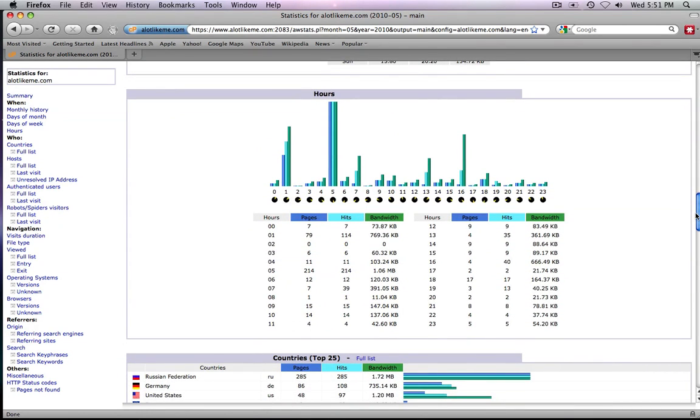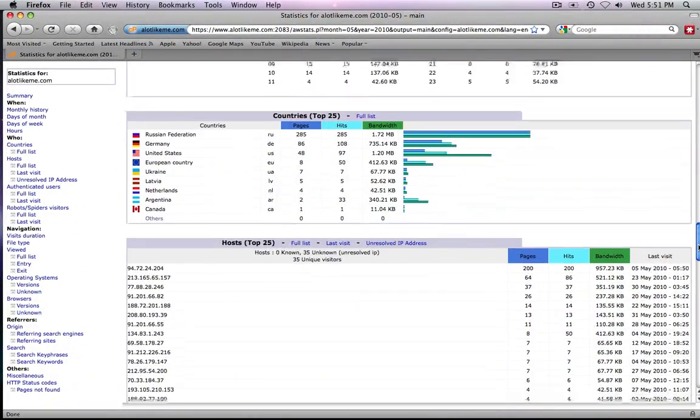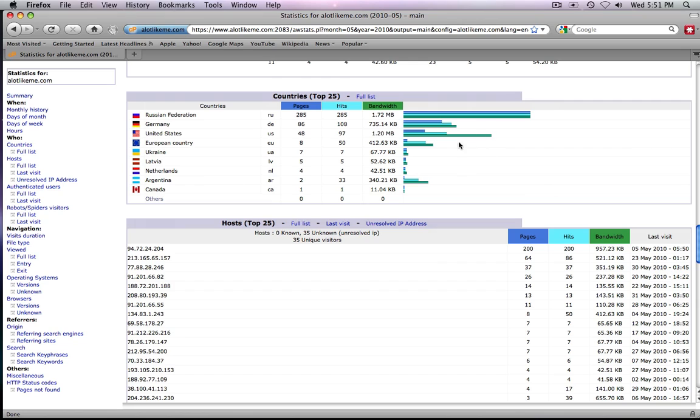This explains the hours of the days from 0 to 23. It's military time, but pretty easy to put together what hours are good for you. If you go down here, this tells you the top countries that are visiting your website. So as we can see here, they say more Russian people are visiting than anything, which is interesting.